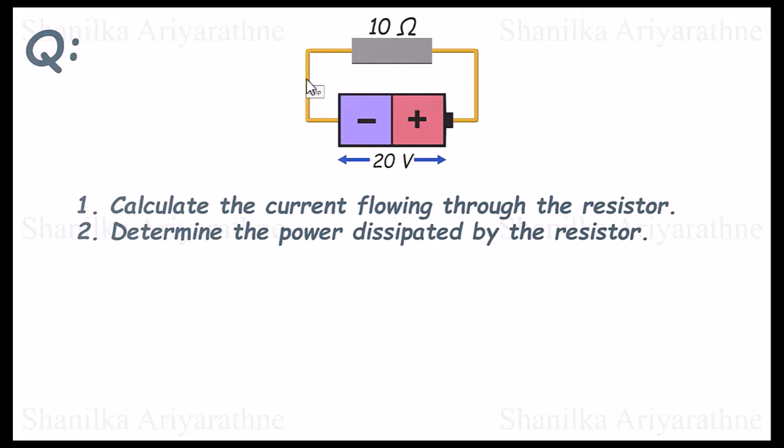Here we have a resistor with a resistance of 10 ohms connected to a power supply that provides a voltage of 20 volts.